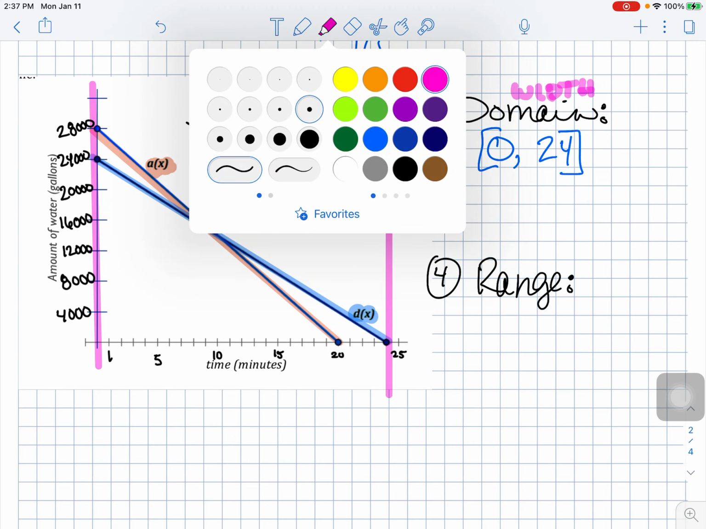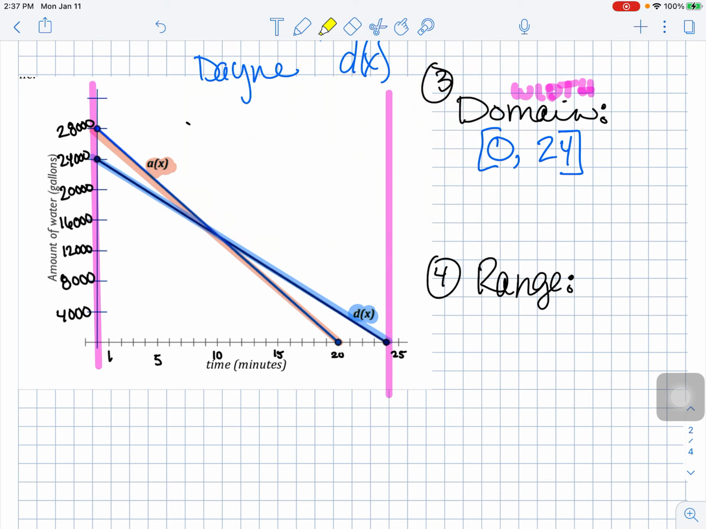And then question number 4 asks you to find the range, which is the height. So to do that, I find the lowest possible amount, and that's when the pool will be empty. We'll have 0 gallons in it. And then I find the highest possible amount, and this is for Dane, not Allie. And so he will have a maximum of 24,000 gallons. Again, both are closed dots, so they both get brackets.